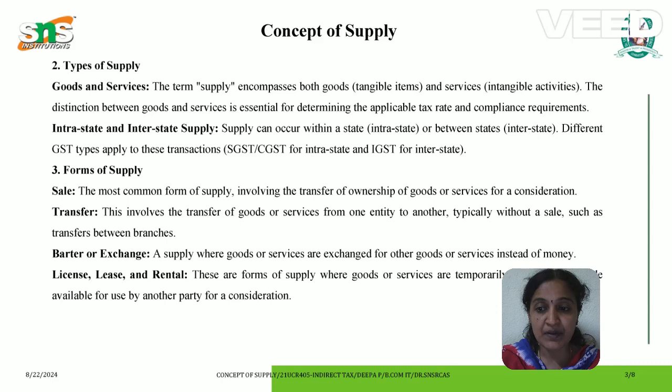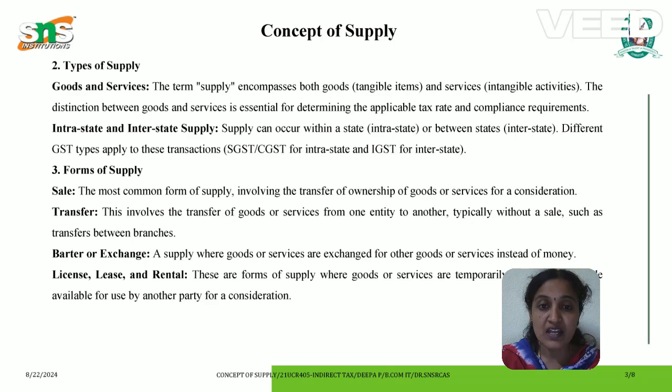The next one is type of supply. The term supply encompasses both goods and services. The distinction between goods and services is essential for determining the applicable tax rate and compliance requirements. Inter-state and intra-state supply. Supply can occur within a state or between states. Different GST applies to these transactions.